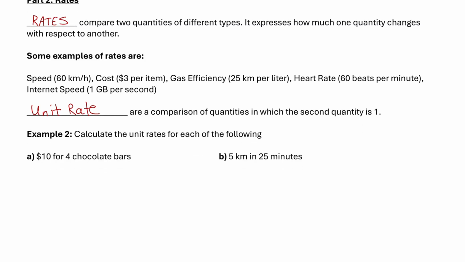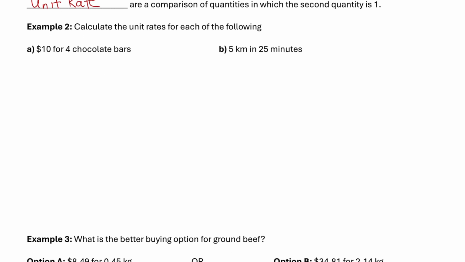Which is why in example 2, we're going to be doing exactly that. Example 2 says calculate the unit rates for each of the following rates. 2a gives us a rate of $10 per 4 chocolate bars, but we want a unit rate, which means how much money does it cost per 1 chocolate bar. We want the second quantity to just be 1.